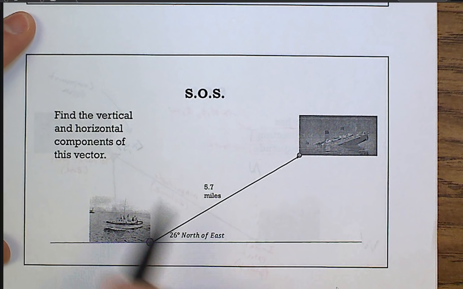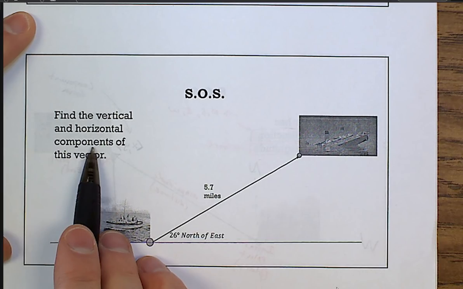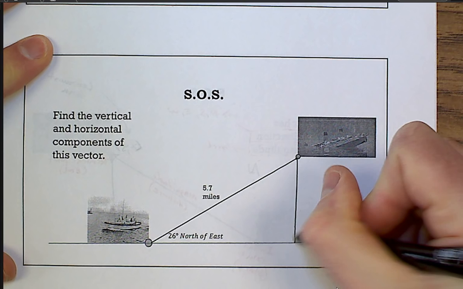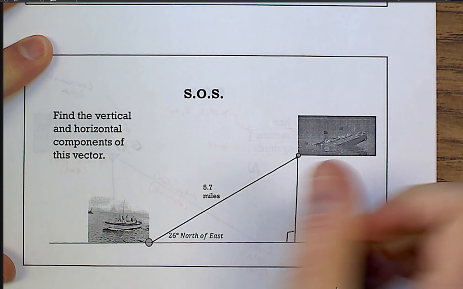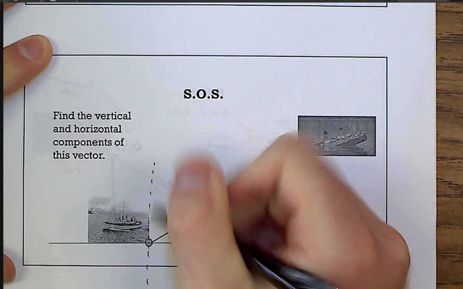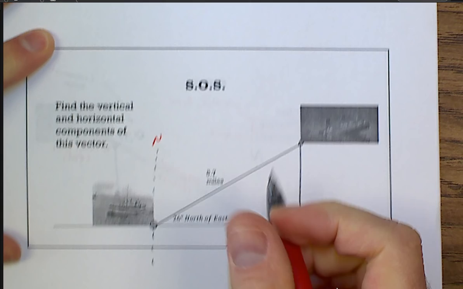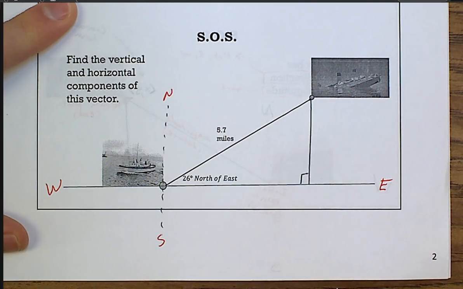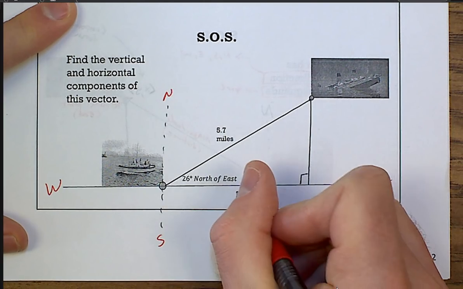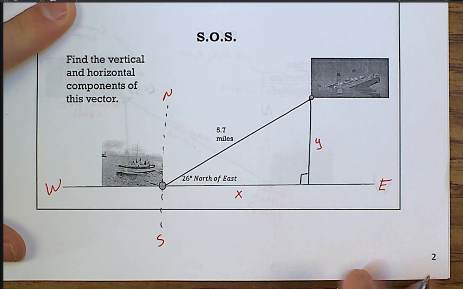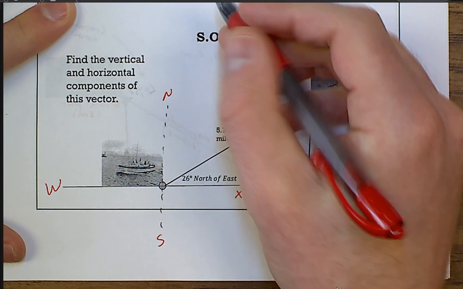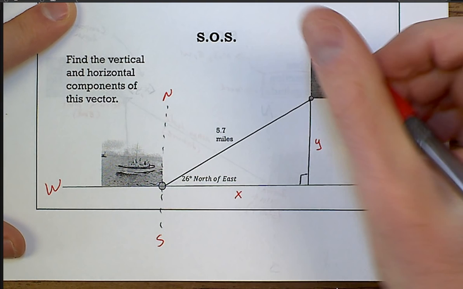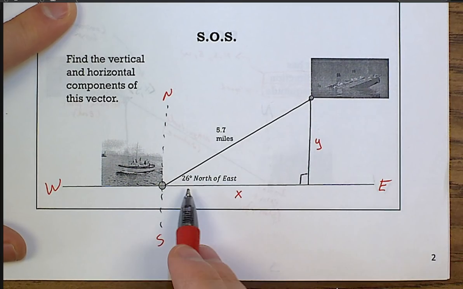This says find the vertical and the horizontal components of the vector. All right, what does that mean? That means we're always going to use a right triangle here. And again, if you want to put in your north, south, east, and west, you can. You have your north, right? Here's your south, here's your east, here's your west, okay? And you need to find x and y, okay? Now, we know the vector is 5.7 miles, okay? This distance is 5.7 miles. That's our vector. And it's 26 degrees north of east.